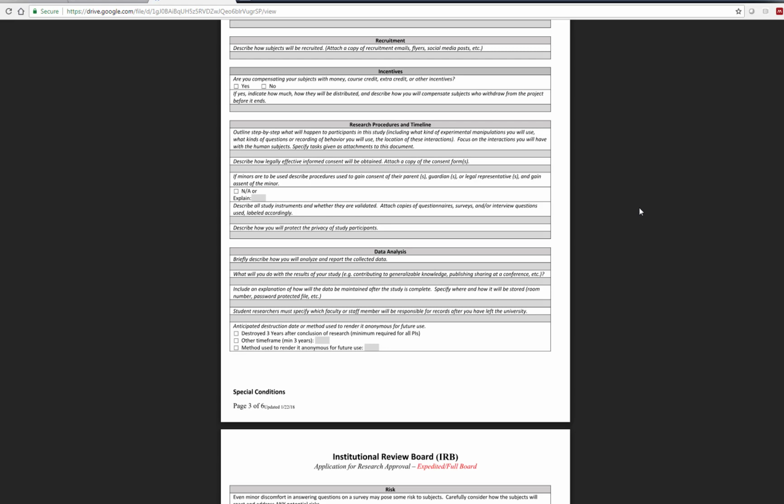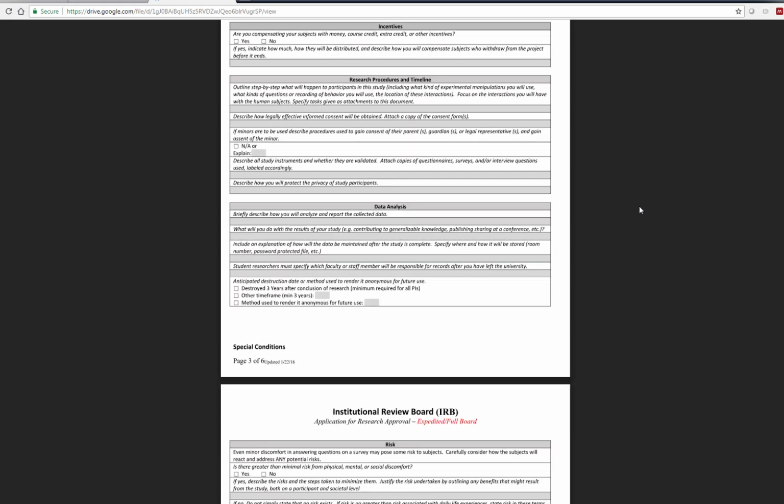After this, the researcher should provide a detailed explanation about the procedures and the timeline for the study. Here the researcher should be very clear in a step-by-step fashion how the subjects will be recruited and how the data will be collected. They also need to provide information about how informed consent will be obtained. Please know that researchers can find sample informed consent documents on the ORI website.